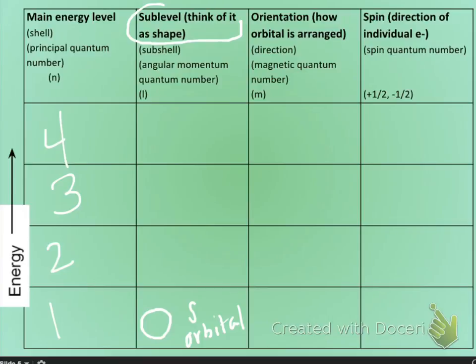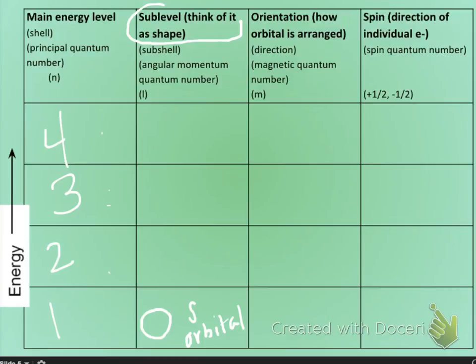Now, notice that this little line over here says energy and it's going upward. Every time we go up a level, we gain energy. So the second energy level has more energy than the first. The third has more than the second. The fourth has more than the third. You get that. I didn't have to explain that to you, but I did.